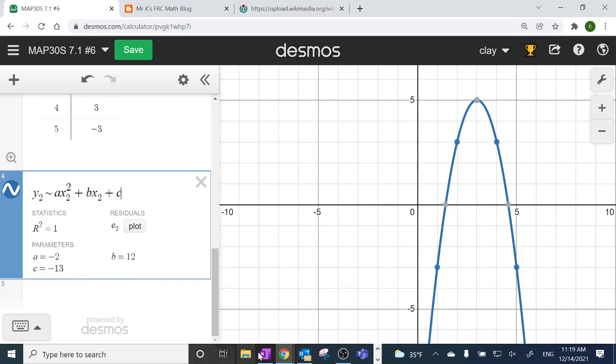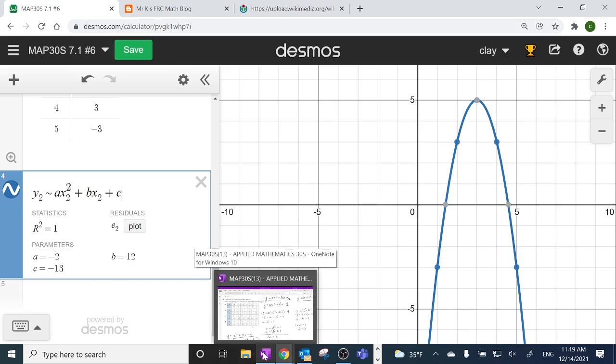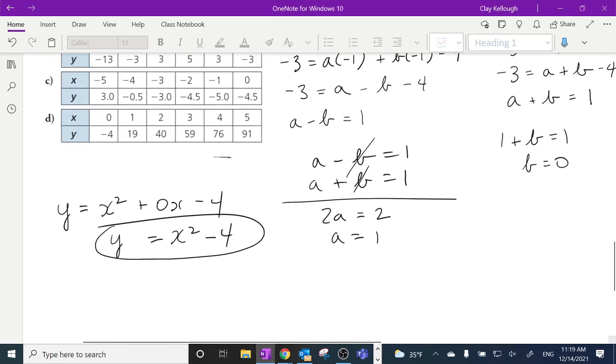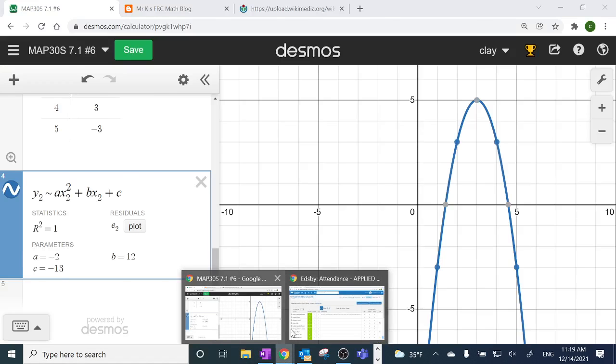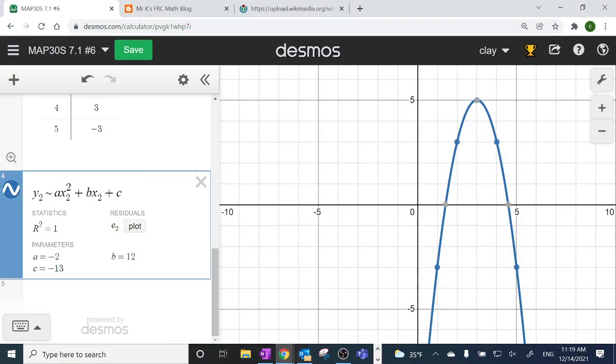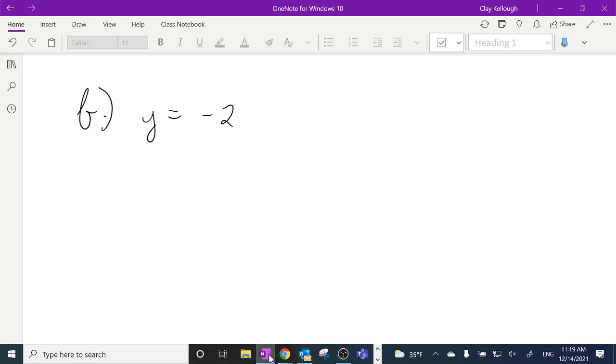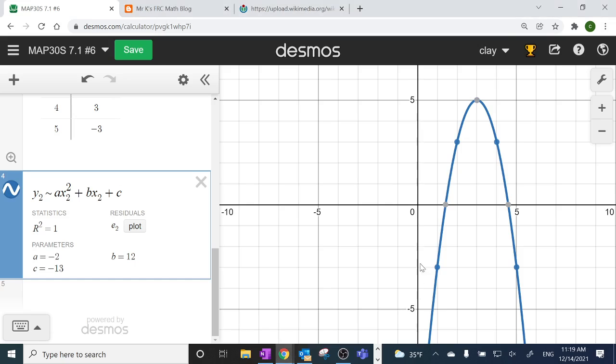So go back to the question, and you can say that for question B here, the equation is y equals, and that's how good my memory is. I've already forgotten what the A, B, and C were. It was negative 2, 12, and negative 13. So negative 2, 12, and negative 13. That's the equation that all of those points fit. It's actually perfect, isn't it? It goes through exactly all of them.